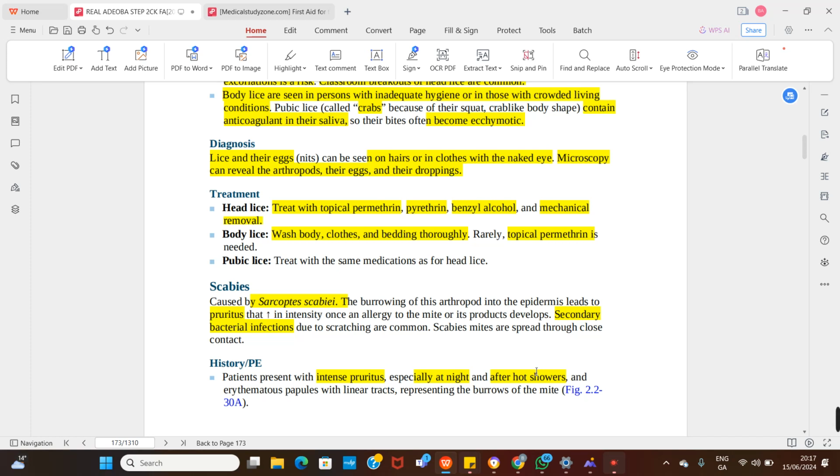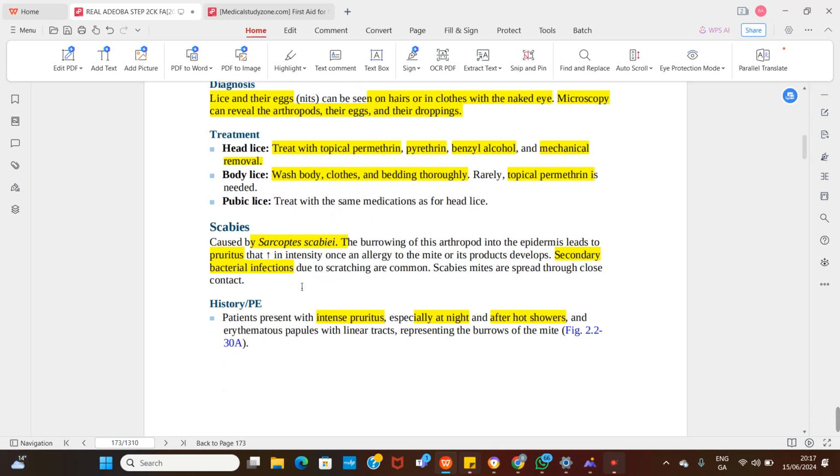And there is a tendency for secondary bacterial infection, just like I've mentioned, because of the constant scratching, the excoriation, the break in the skin, which allows for entry of other secondary bacteria like Staphylococcus aureus, causing impetigo, causing cellulitis, and in some individuals leading to sepsis, right?